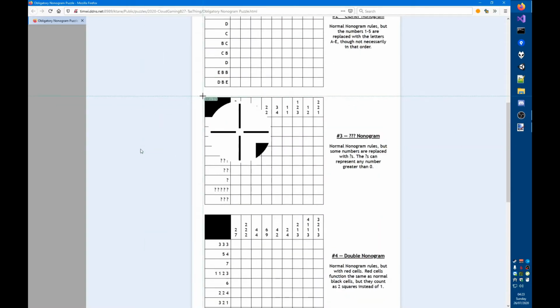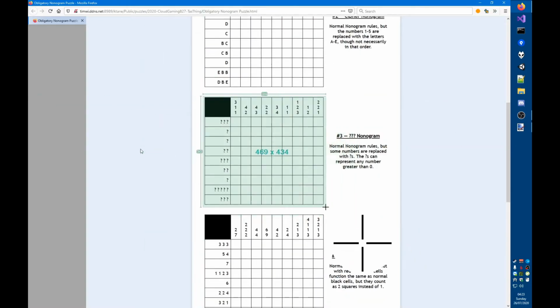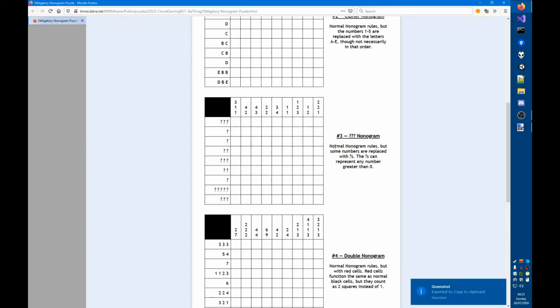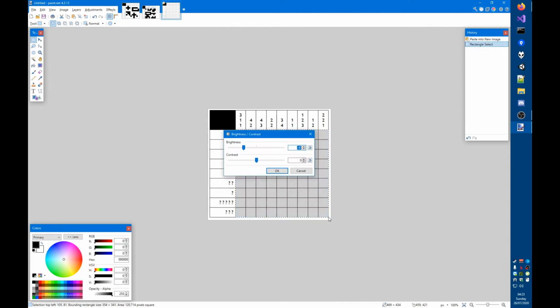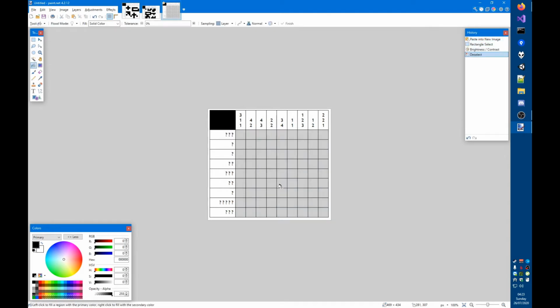This is a question mark nonogram. Normal nonogram rules apply, but some numbers are replaced with question marks. The question marks can represent any number greater than 0. So effectively, it only tells us what groups there are in each row, but not how big each group is. So that means we need to rely quite heavily on the clues in the columns. Now let's do this again like I did last time. Like that. There we go.